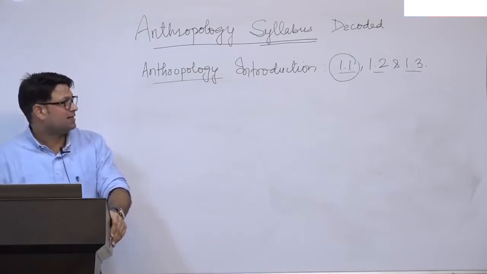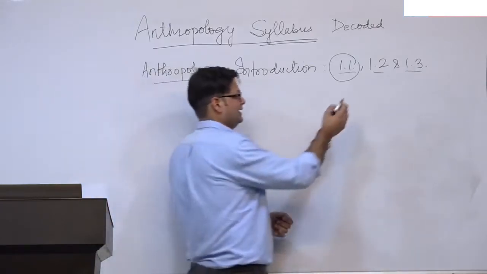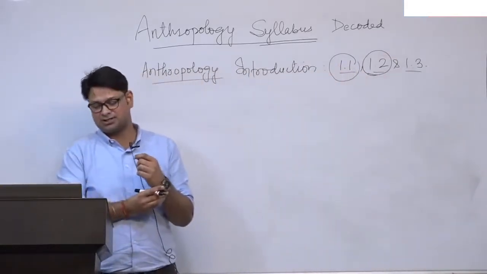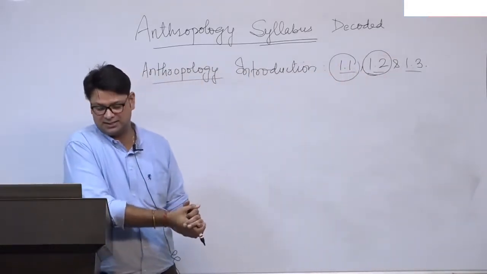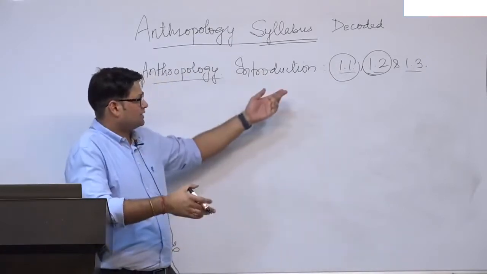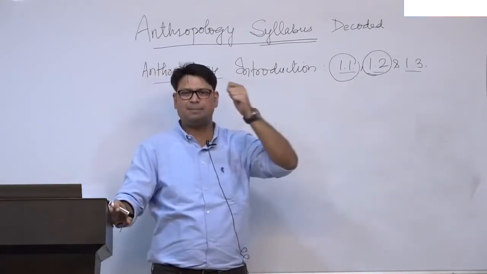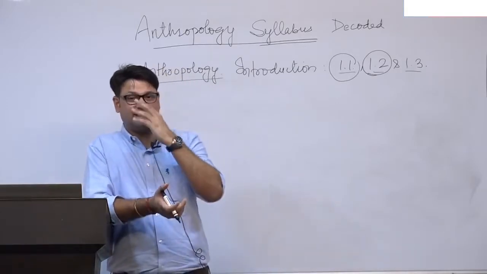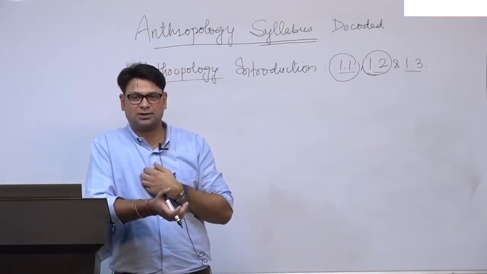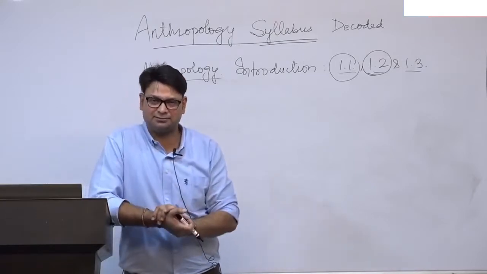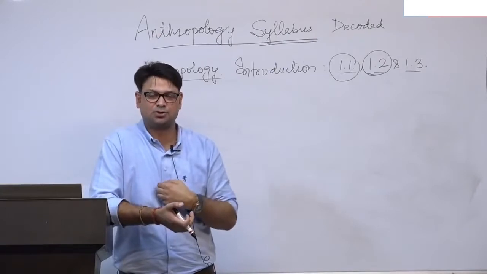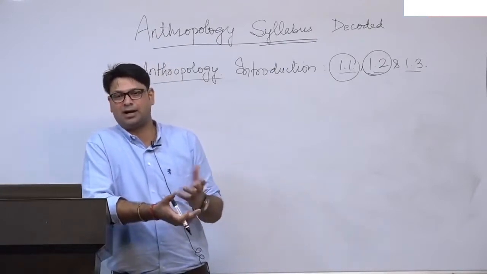Okay, then the second unit is the relationship of anthropology with other disciplines like social sciences, behavioral sciences and all. See, anthropology has overlapping with everything. Why? Because anthropology studies humans, right? And any other discipline, whether sciences or natural sciences, they revolve around us. So naturally anthropology has overlapping with them.